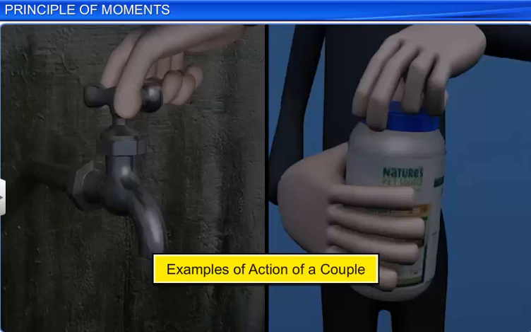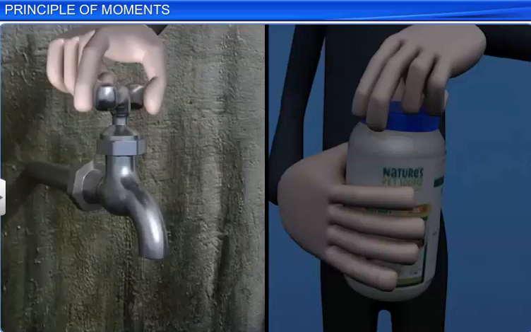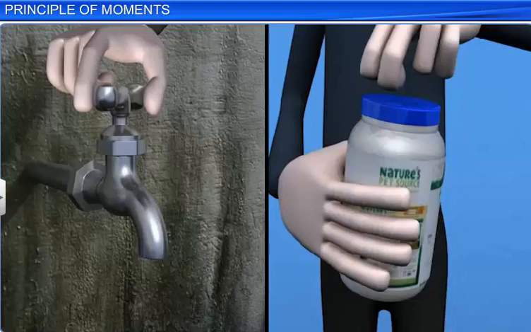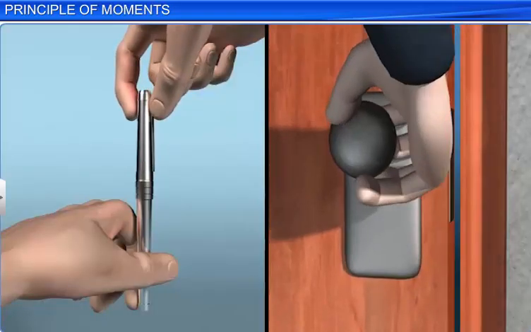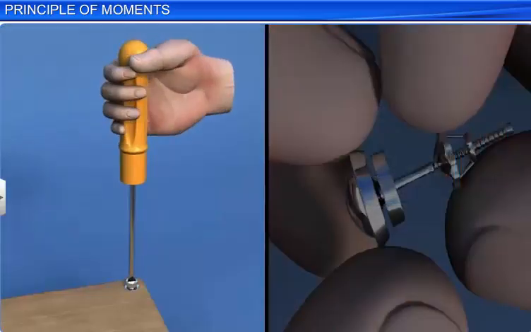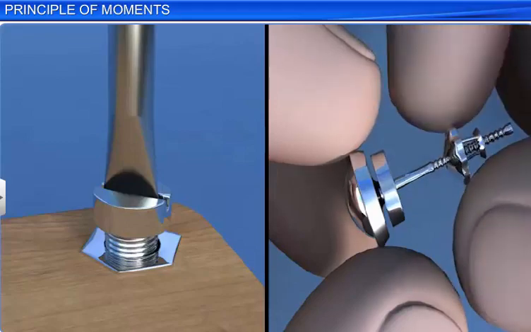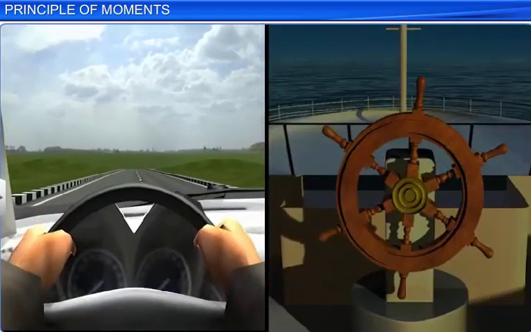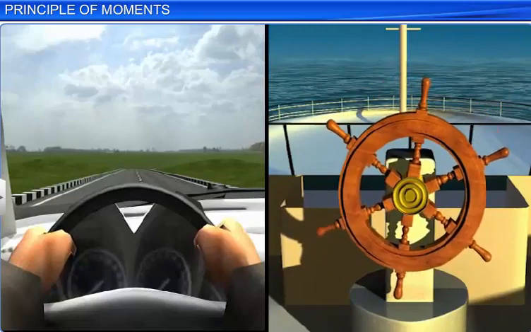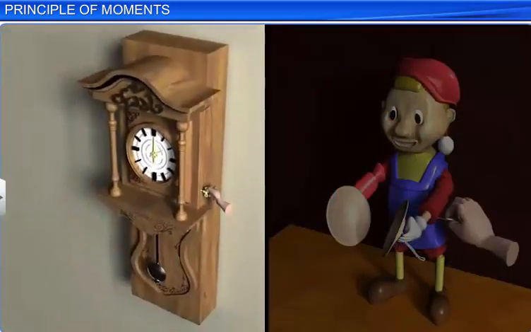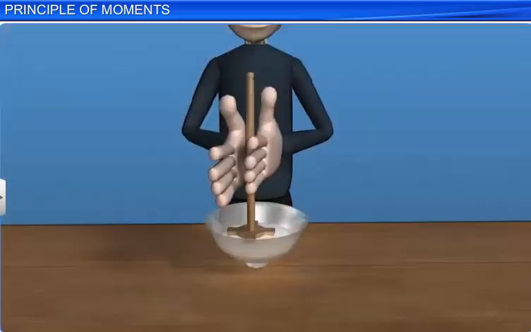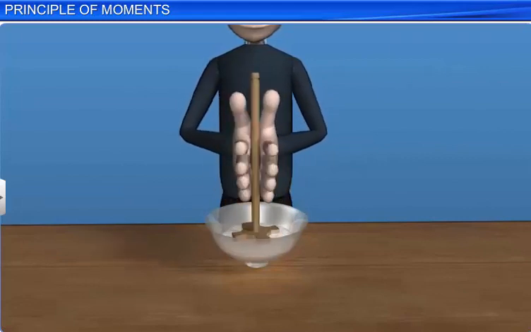There are many situations in your day-to-day life where a couple comes into action. Let us look at some of them. While opening a tap, a bottle cap, a pen cap, a doorknob, turning a screw using a screwdriver, turning the screw of an earring, operating the steering wheel of a car or the helm of a ship, winding the spring of a clock or a toy, and finally, when churning curd with a manual churner, you can experience the action of a couple.